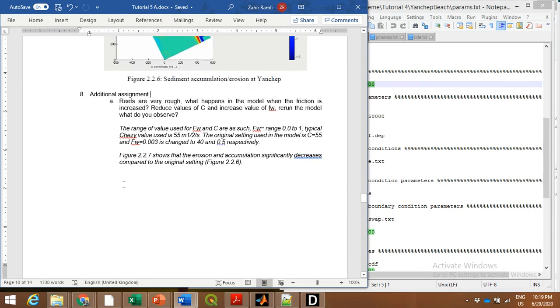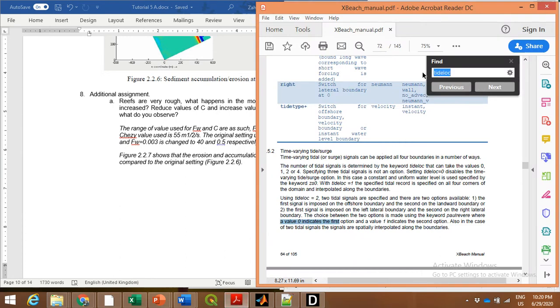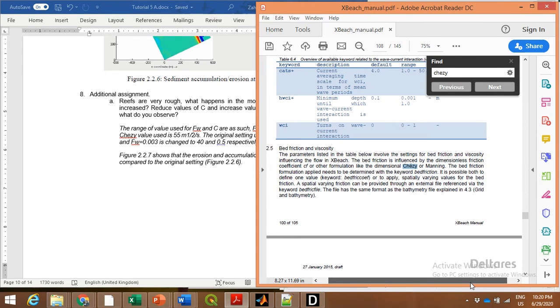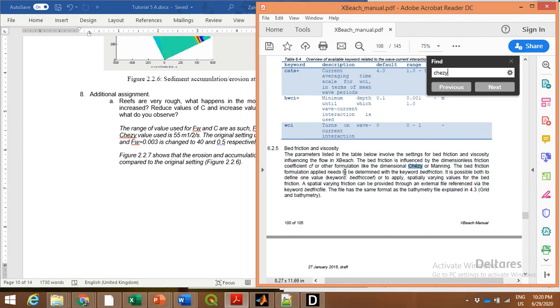And of course, there is an additional assignment. A, the reef is very rough. What happens in the model when the friction is increased? Reduce the value of C and increase the value of FW. Rerun the model. What do you observe? What is the C? You can also find it in the params. This is the Chezy. Chezy or Chezy? It is under 2.5, the friction, bed friction and viscosity.